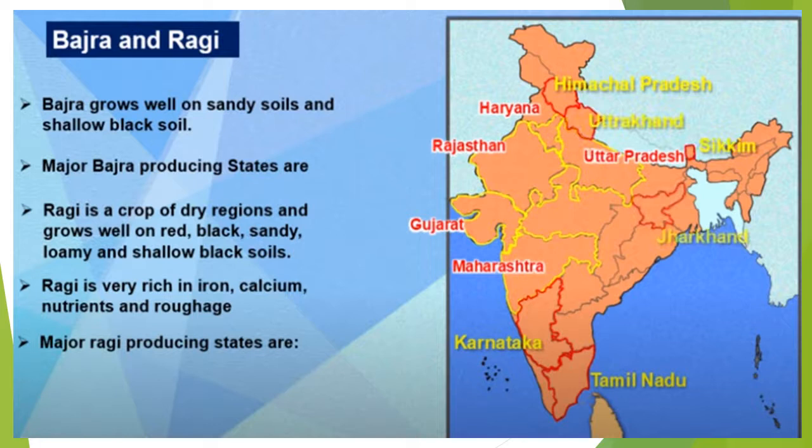And now comes Ragi. Ragi is a crop of dry regions and grows well on red, black, sandy, loamy and shallow black soils. It means it does not need much rainfall, and it can grow well on any kind of soil, as you can see here. And this Ragi is very rich in iron, calcium and other micronutrients and roughage. It's a nutritional food also. The major Ragi producing states are Karnataka, which occupies the first place, and second place Tamil Nadu, then Himachal Pradesh, Uttarakhand, Sikkim, Jharkhand and Arunachal Pradesh.